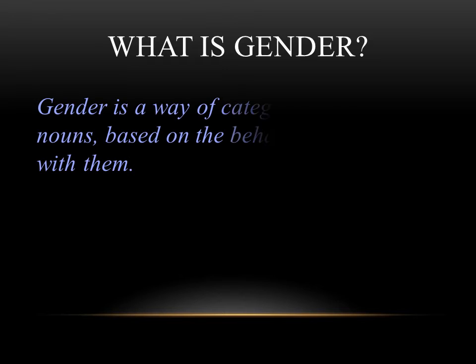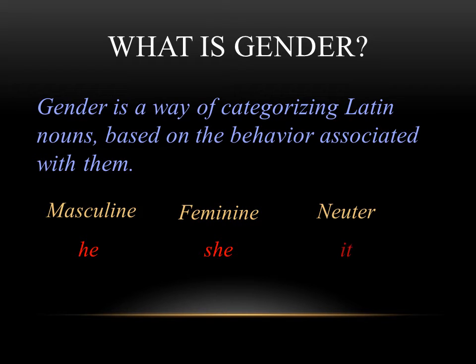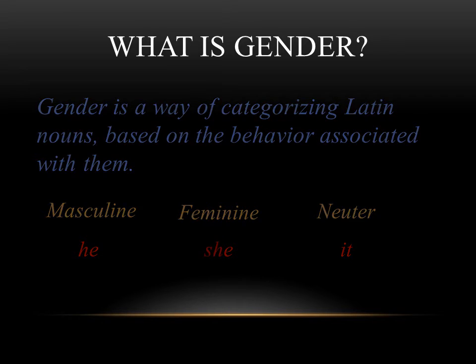What do we mean by gender? Gender is a way of categorizing Latin nouns based on behaviors associated with them. So we have to flesh this out a little bit. But the three genders we're going to be looking at are masculine, feminine, and neuter. And basically, masculine would be saying something like he, feminine would be she, and neuter would be it. So in other words, we're saying that masculine gender has to do with males, feminine with females, and neuter with objects.